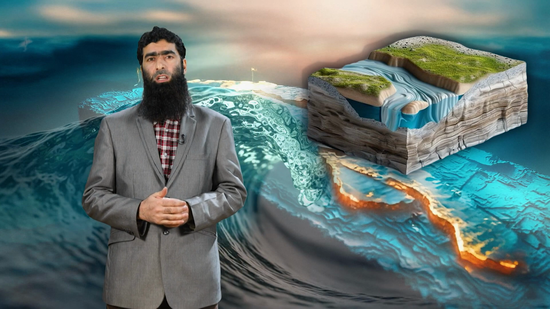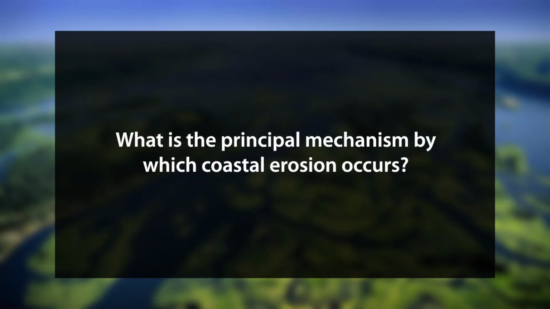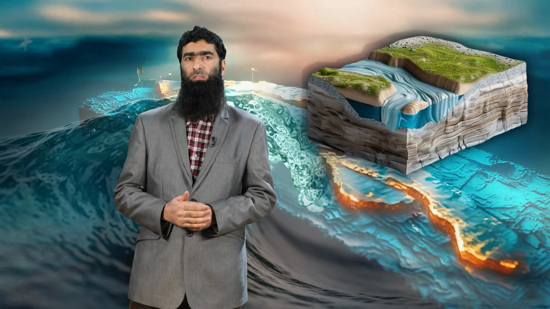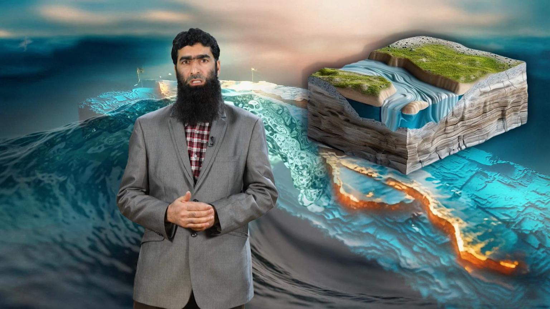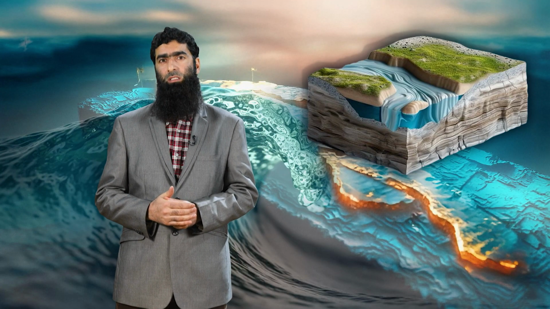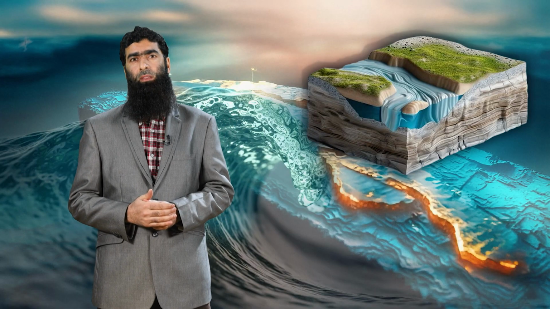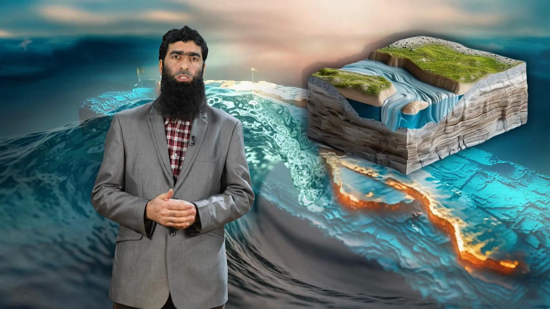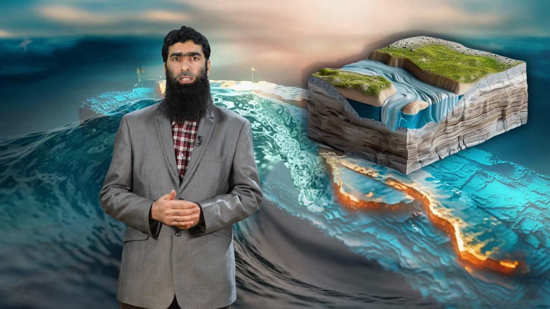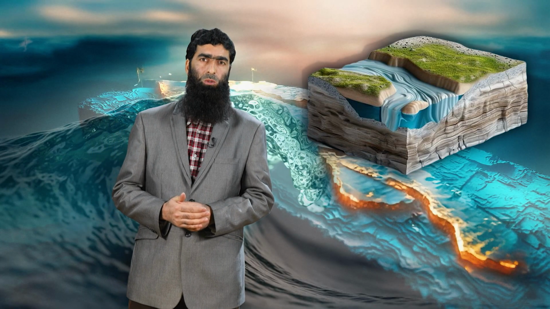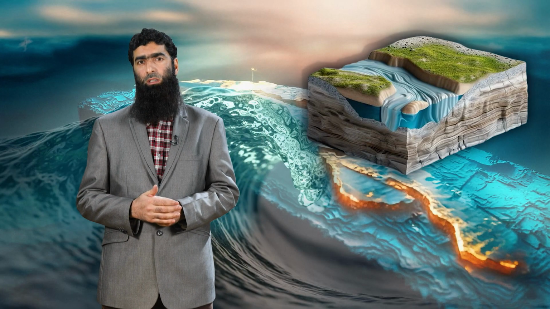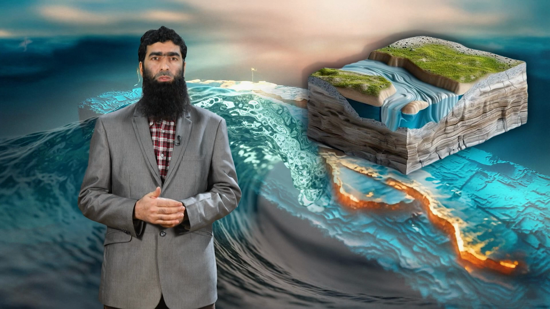Now the question arises, what is the principal mechanism by which coastal erosion occurs? We know that coastal erosion occurs because waves, tides, and currents constantly strike, move along, and strike at an angle and take material away from the shore. These forces shape the coastlines over time, sometimes very slowly and sometimes very fast, especially during stormy conditions like typhoons and hurricanes.